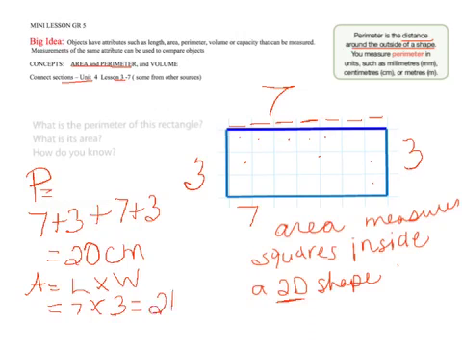Now when we write area, the units have to be centimeters and then squared with a little 2, meaning that these are 2D squares in here that fill this shape. So when we look at this shape, it has a perimeter of 20 centimeters and an area of 21.